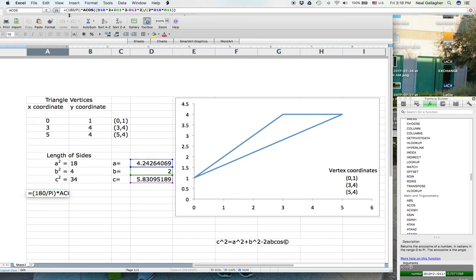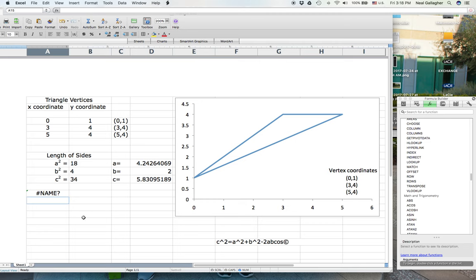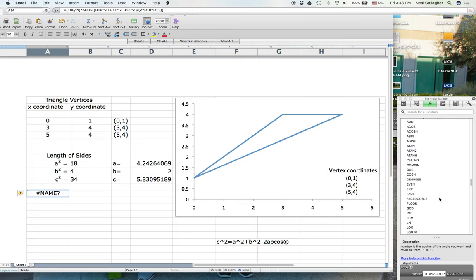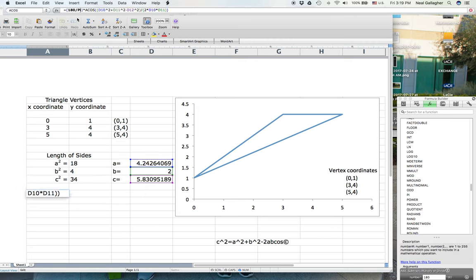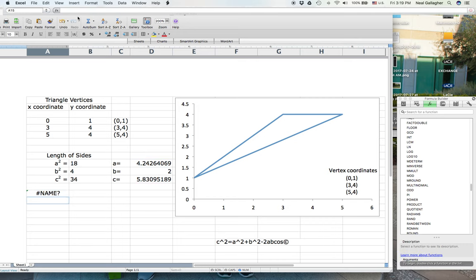Let's see what happens here. I'll probably get an error. Yep, I got an error. Name. Okay. How do I get pi? Trig. See if there's something down here. It says PI for pi, right? And I have a lowercase i and not an uppercase I there. That's what the problem is. So I, there. Ah, it's still not right.